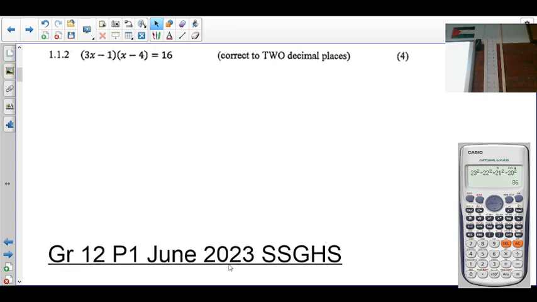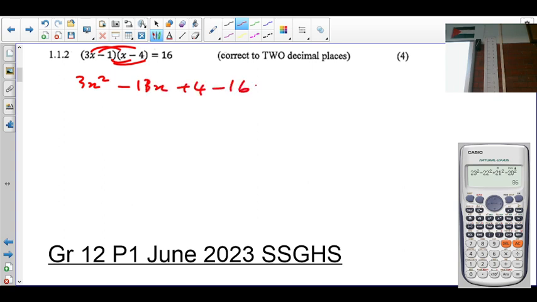So here people, in 1.1.2 we got 3x minus 1 into x minus 4 is equal to 16. We are not going to say 3x minus 1 is equal to 16 and x minus 4 is equal to 16. Okay? We have to get it in standard form and then factorize it again. So that of course is going to give us 3x squared minus 12x minus x is minus 13x, plus 4 minus 16 is equal to 0. So we got 3x squared minus 13x minus 12 is equal to 0.